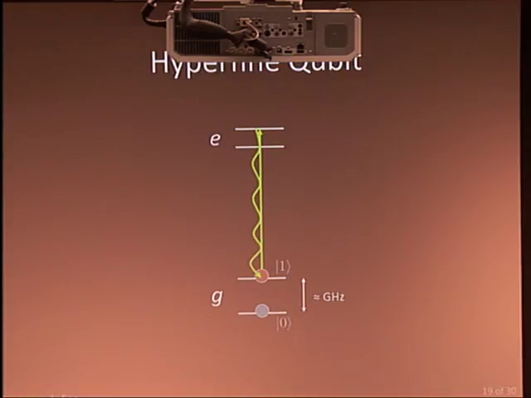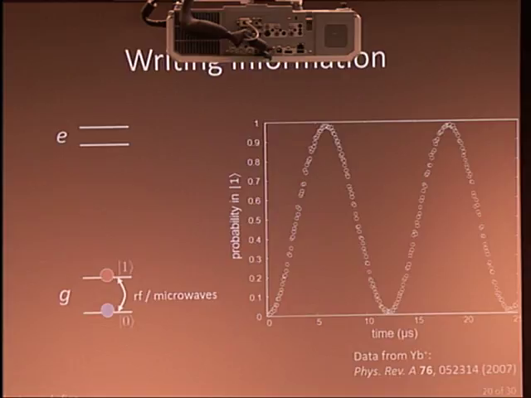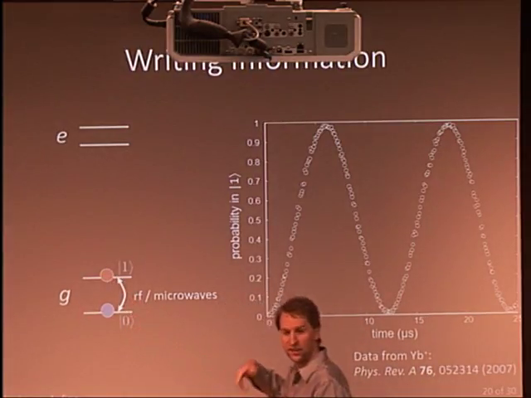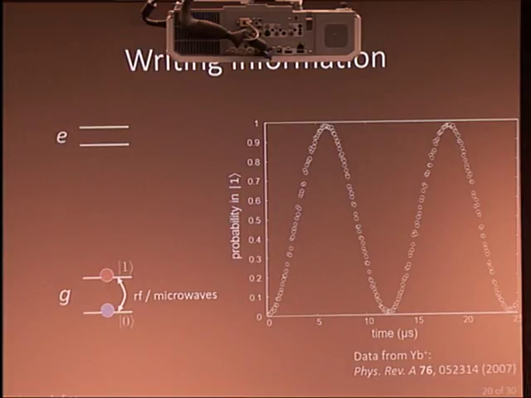Okay, so we're going to use this generic hyperfine qubit. Now I want to talk about how to manipulate information in it. So we can write information in actually using microwaves or RF frequencies. So you put microwave radiation on the atom, and you can actually directly drive the transition between hyperfine levels in an atom.